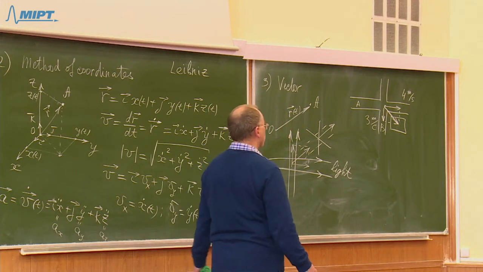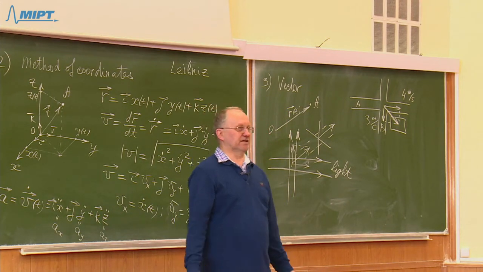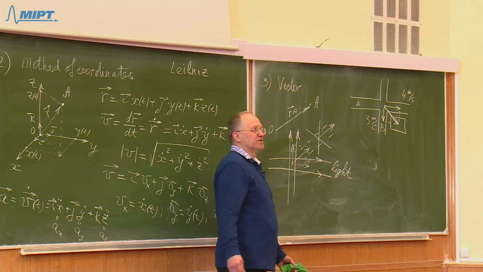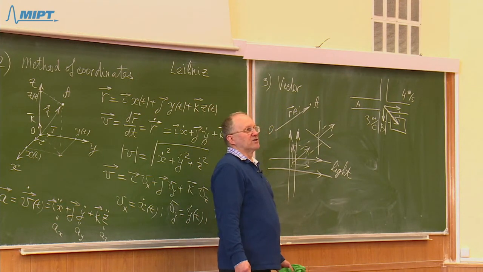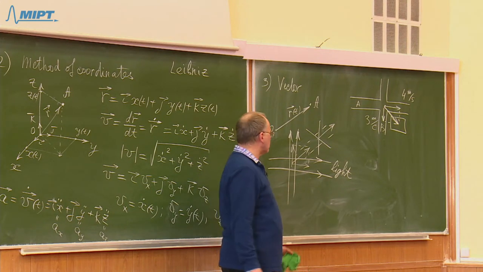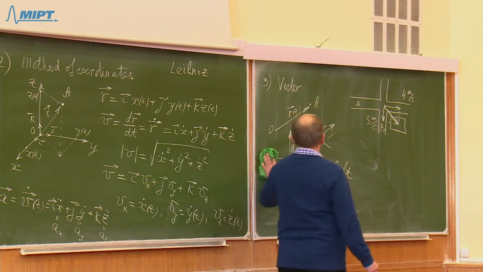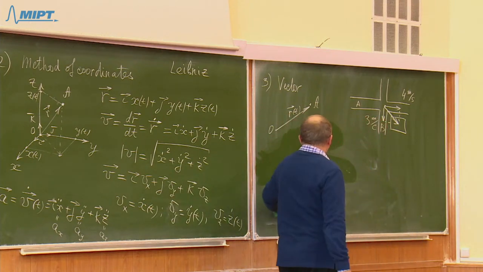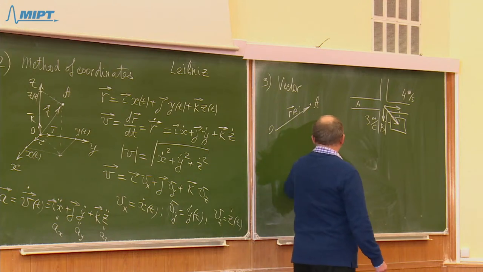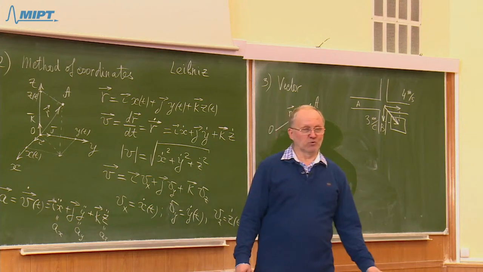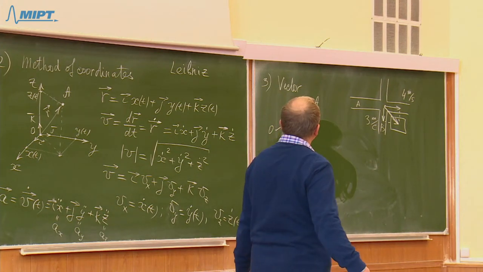Not any vector is actually a real vector. Some vectors do not possess this property. They cannot be added. So they are something like not quite real vectors. We may call them vectors, but we should keep in mind that it is the same word, but the properties are quite different.